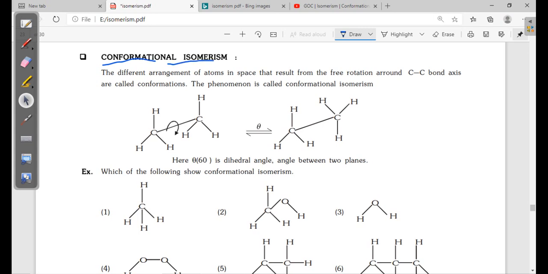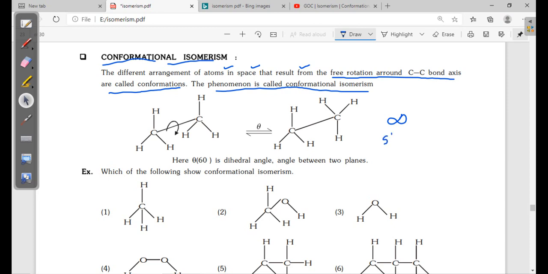The different arrangements of atoms in space that result from the free rotation around the C-C bond axis are called conformations. The phenomenon is called conformational isomerism. See here, this C-C bond is there, this C-C bond rotation, theta. If you rotate 1 degree, that is also another conformation; 2 degrees, 3 degrees, 2.5 degrees, 3.12 degrees. Like that you will get infinite isomers.